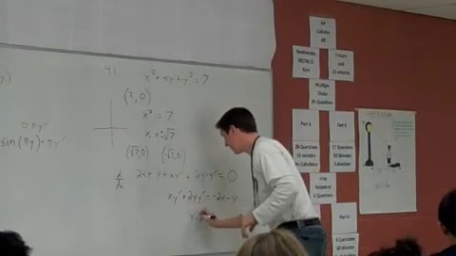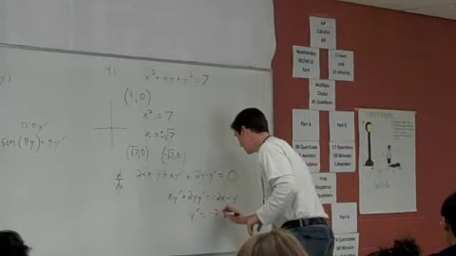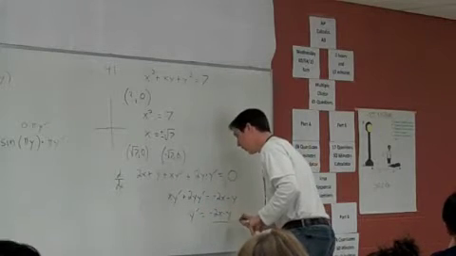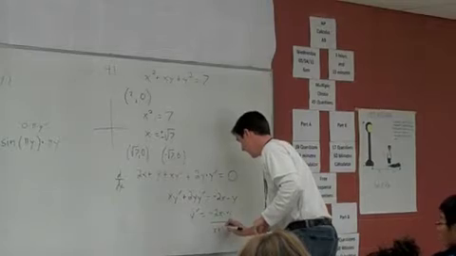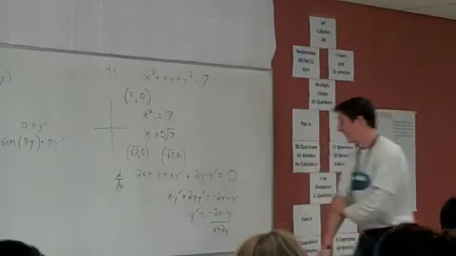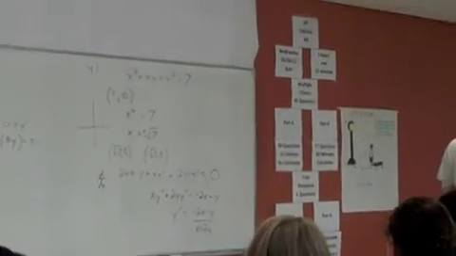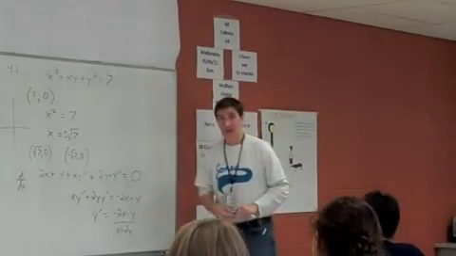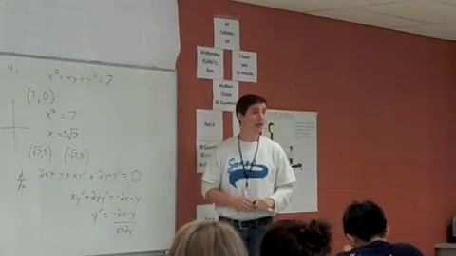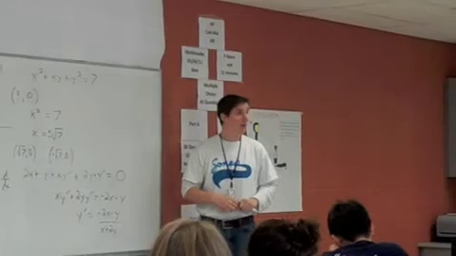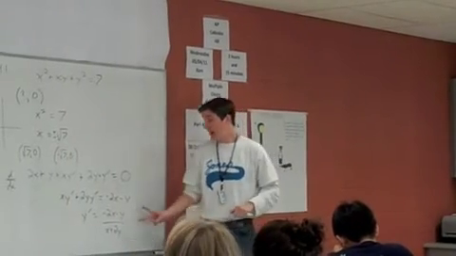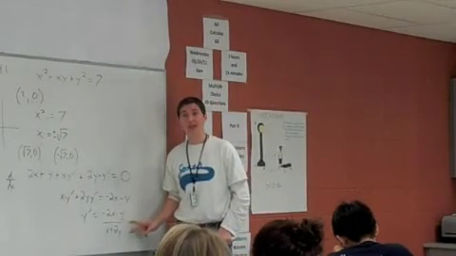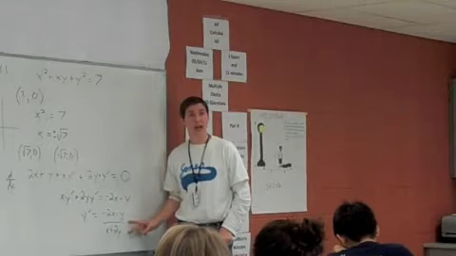Okay, so I'm going to do all that in one fell swoop. y prime equals minus 2x minus y over x plus 2y. Okay? There's your derivative equation. This derivative equation can give you the slope of the tangent line by plugging in any specific point. And see, in this case, you need the x and the y. Do you see that, you guys?